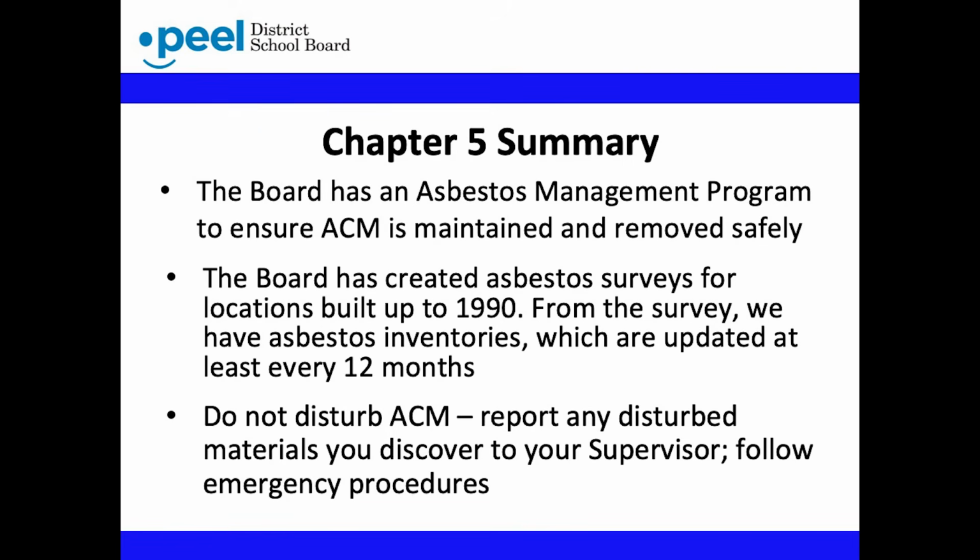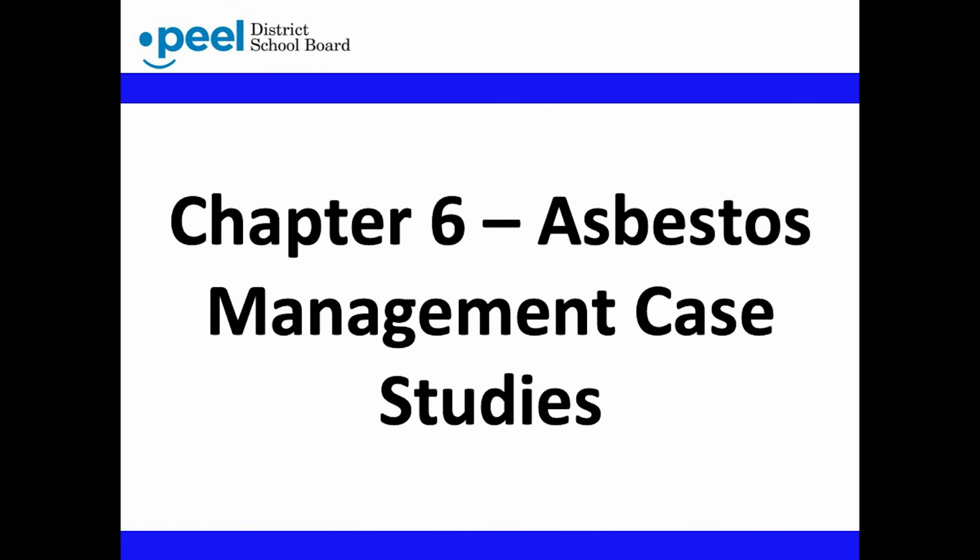In this chapter, we reviewed the PDSB Asbestos Management Program, or AMP, its contents, and where to find a copy. We also reviewed the difference between an asbestos survey and asbestos inventory, and where to find these documents. We also reviewed what to do if you find disturbed ACM. In the next chapter, we will go through some case studies to understand how asbestos-containing materials are managed.